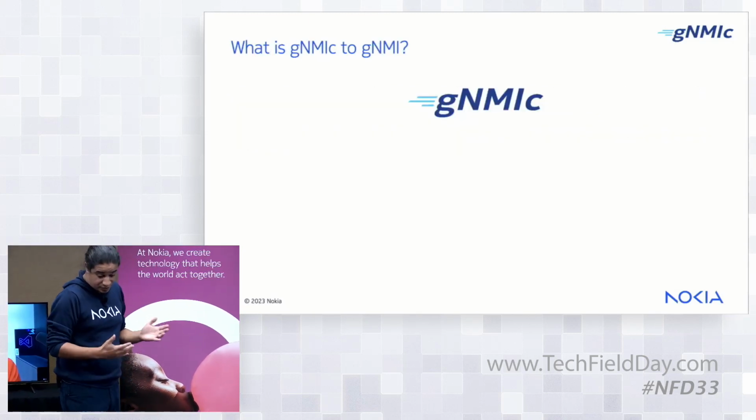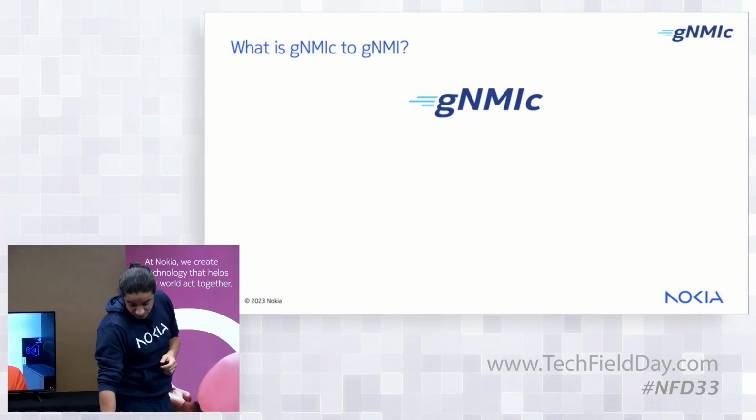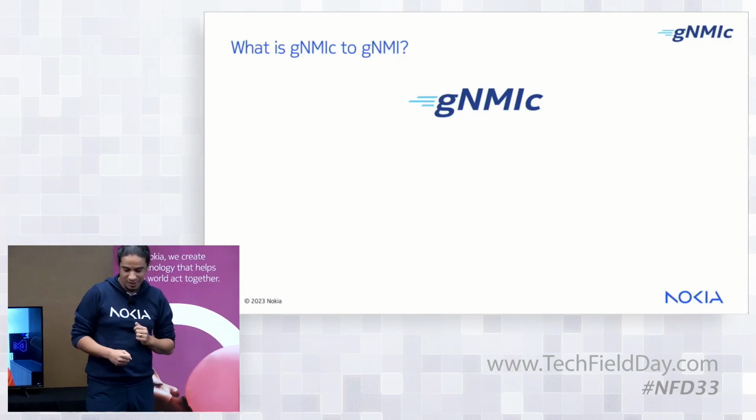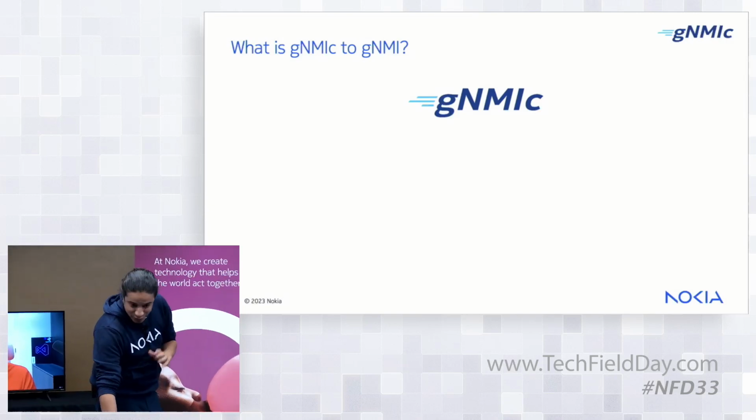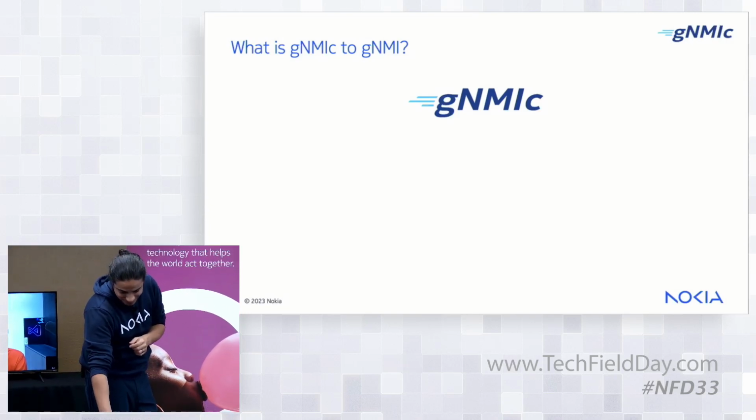So what is gNMIc to gNMI? The C there can stand for multiple things: client, collector, configurator if you want. It used to be client back when it started, but it's shorter and faster to type.